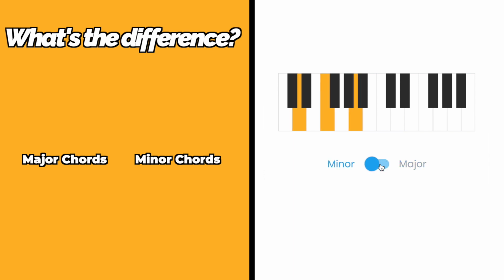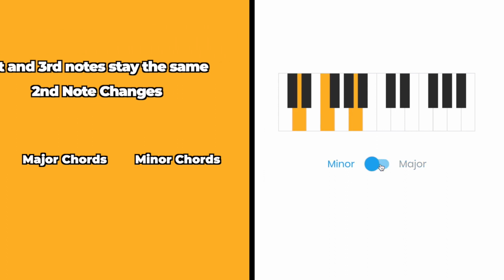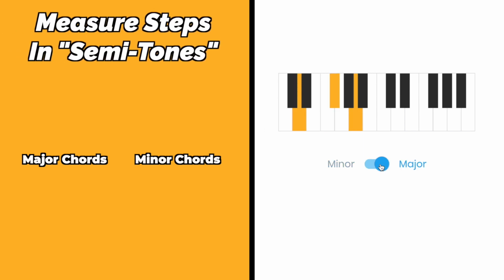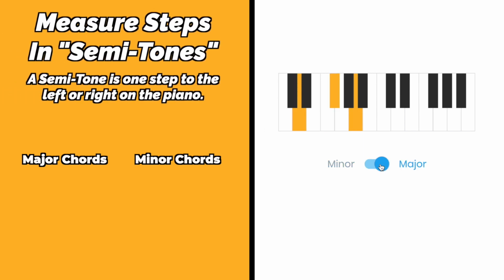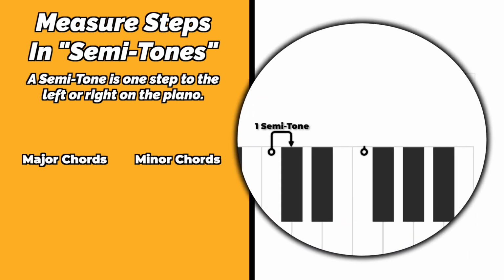Now, as you can see here, as we're switching back and forth between minor and major chords, you can tell that the first and third notes are staying the same, but the second note is moving. So what we have to do to figure out if we are looking at a minor or major chord is count the steps between the first and second notes. And one of the ways we can measure steps in music while building chords is with semitones. That basically means as we are going up one step at a time from one side to the other, that's going to be called one semitone.